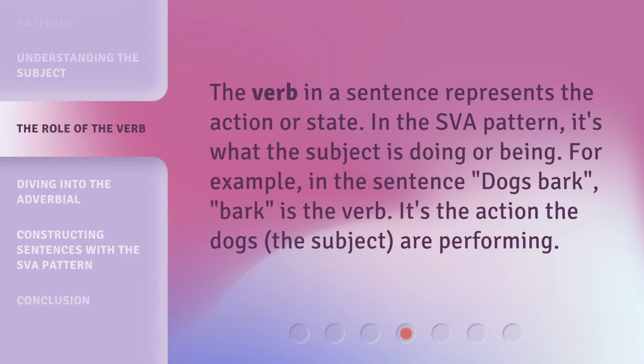The verb in a sentence represents the action or state. In the SVA pattern, it's what the subject is doing or being. For example, in the sentence, "Dogs bark," "bark" is the verb. It's the action the dogs, the subject, are performing.